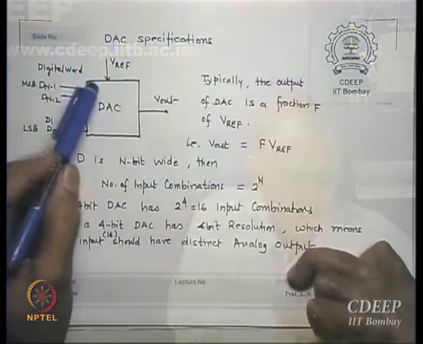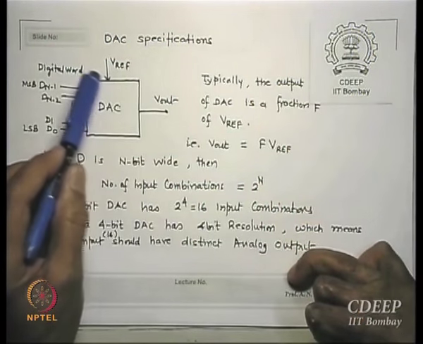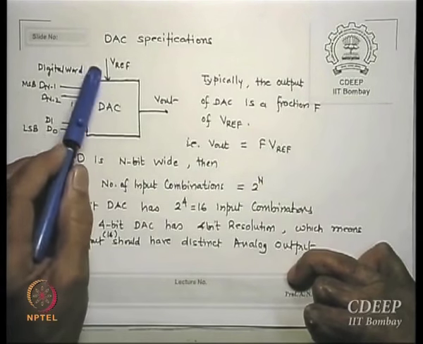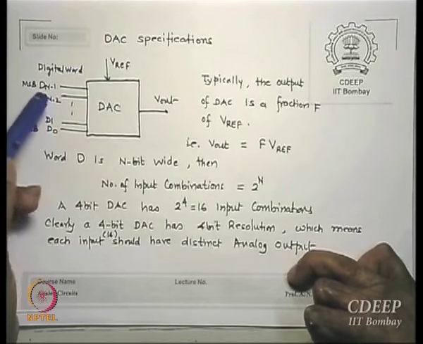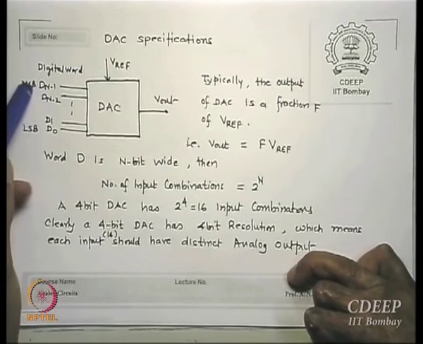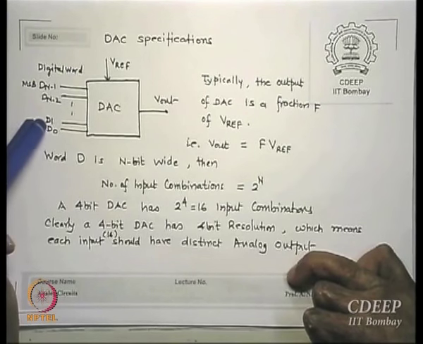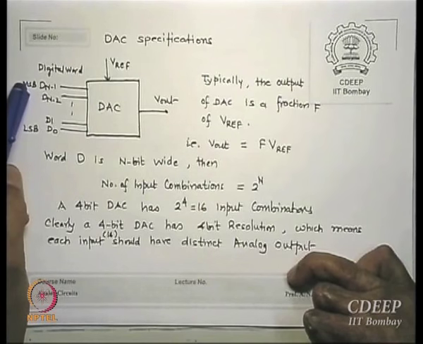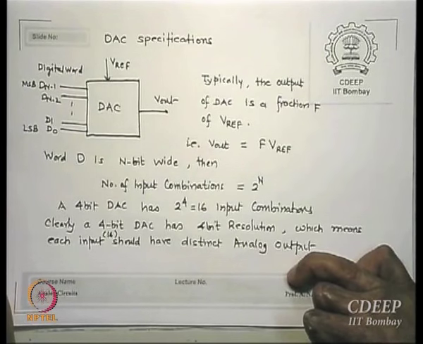Typically what a DAC does, if you see a block diagram, you have a DAC which has a voltage which we call the reference voltage, V reference. Okay. It receives a digital word which is n bits wide. So I have input data like D0, D1, D2, D3, up to Dn minus 1. The first one down is the least significant bit, the uppermost is the most significant bit.